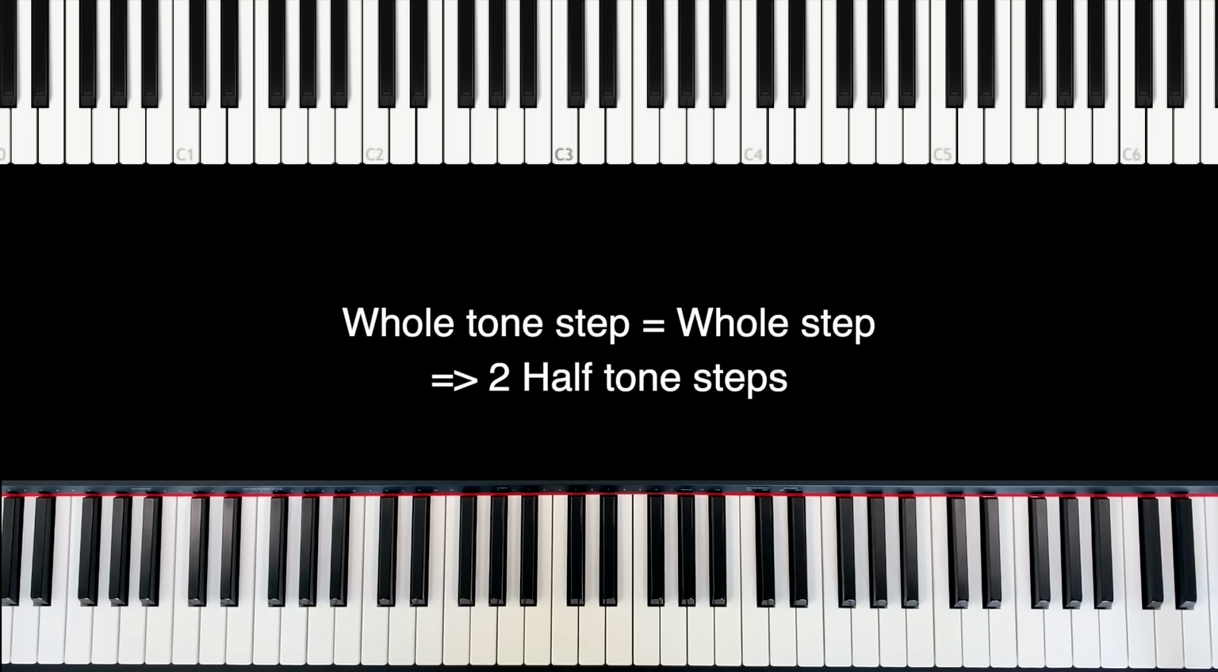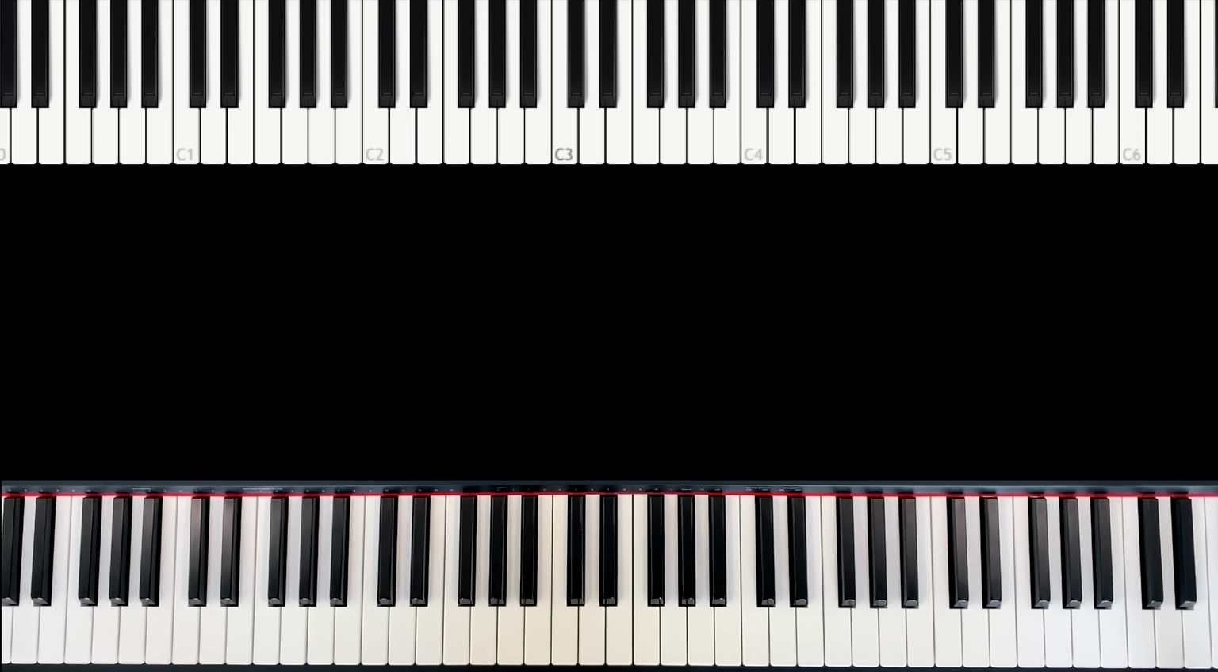So the rule is pretty easy. Also here, a semitone step is always the next key on the right, or of course on the left. And a whole tone step are 2 semitone steps. We are nearly ready to play something, but first let's talk about finger numbers.